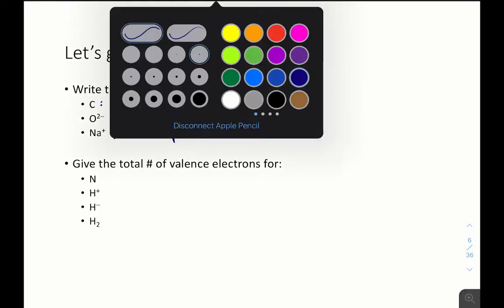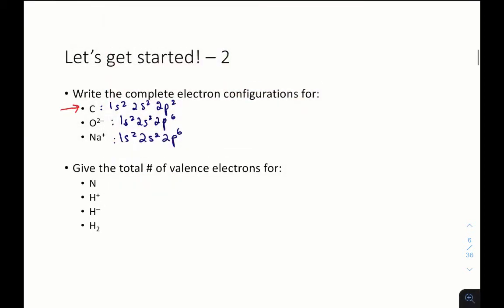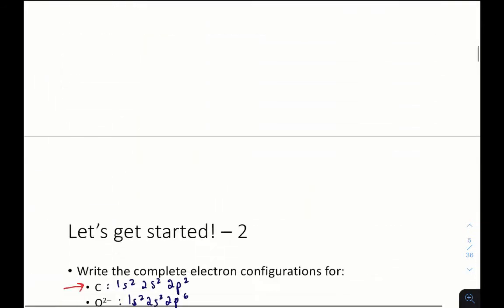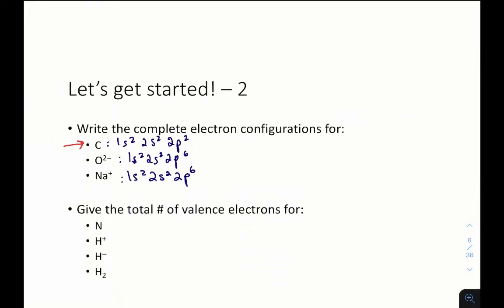Let's compare answers. So for carbon, we look at the periodic table. We see that carbon has atomic number 6. Now, because it's not otherwise specified, we know this is a neutral atom of carbon. So that tells us that carbon has an equal number of protons and electrons because it is a neutral atom. So 6 total electrons. So 1s2, 2s2, 2p2. So that's 6 total electrons.